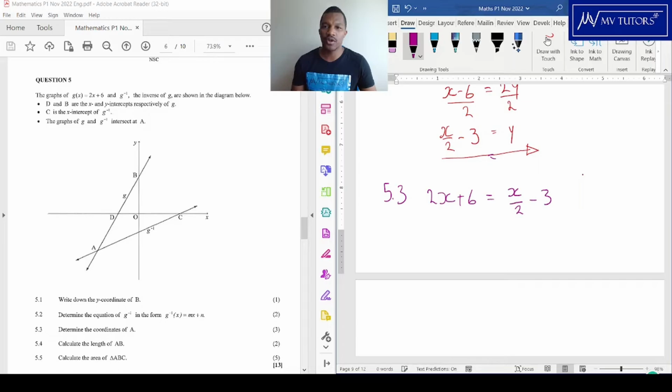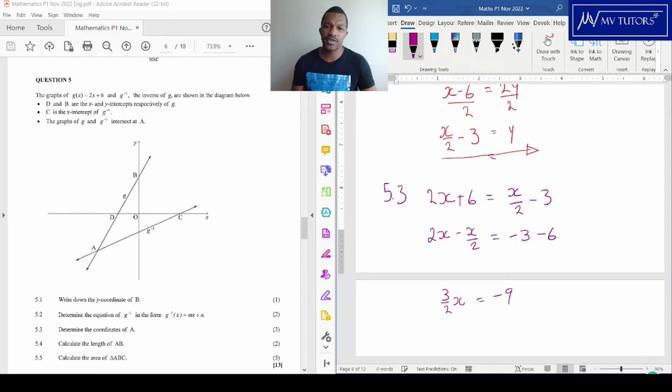I'm going to bring the x's to one side and the numbers to the other side. So here I will have 2x minus x over 2 equals minus 3 minus 6, because if I take the 6 to that side, it becomes minus 6. What's 2 minus a half? We know 2 minus a half is 1.5, so I can rewrite it as 3 over 2. So 3 over 2 x equals minus 3 minus 6, which is minus 9.